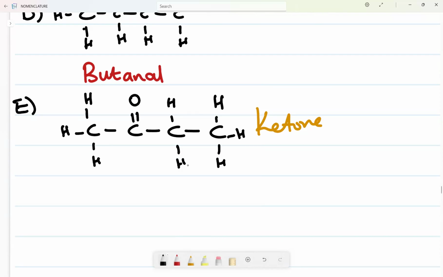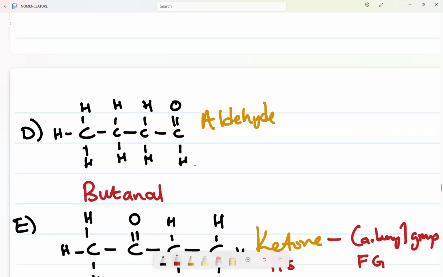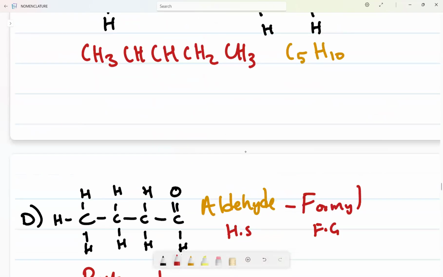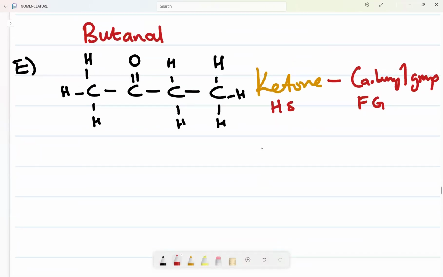But remember, ketone also has a name for its functional group, carbonyl. This is the homologous series, this is the functional group. Aldehyde has the same idea, the functional group is called formyl. This is the homologous series, this is the functional group. Okay, yes.